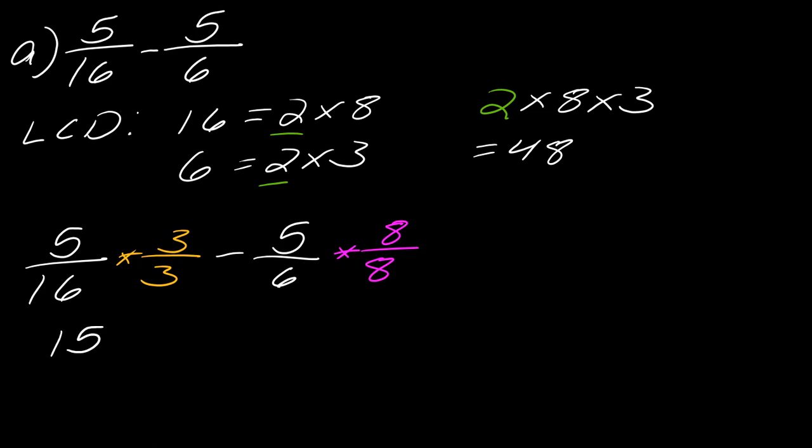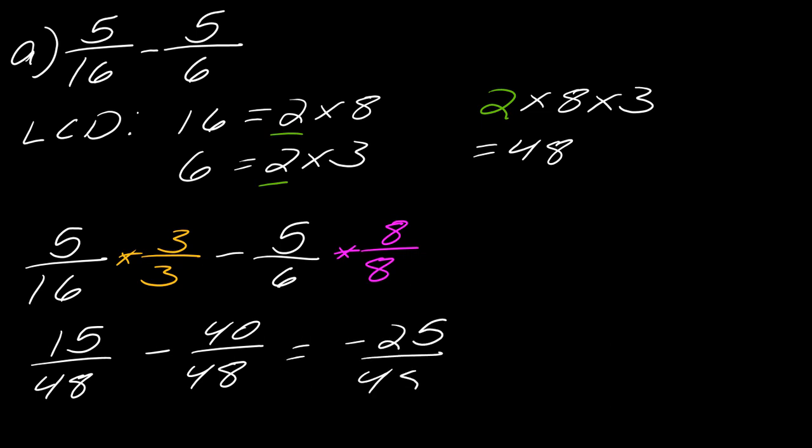So 5 times 3 is 15. 16 times 3 is going to be 48. And then 5 times 8 is 40. So just like that. All right. Now if I do 15 minus 40, that's negative 25 over 48.